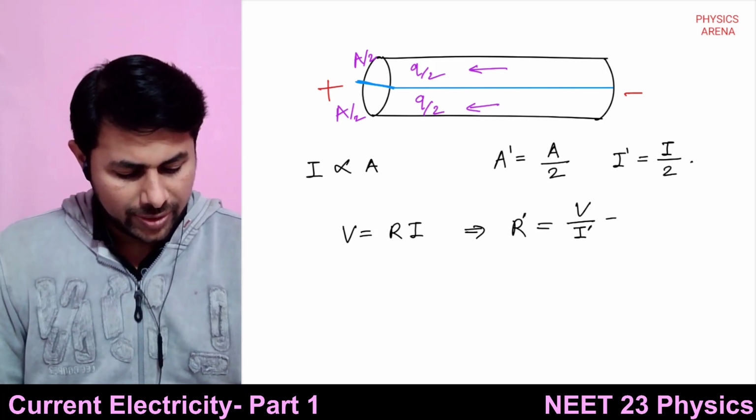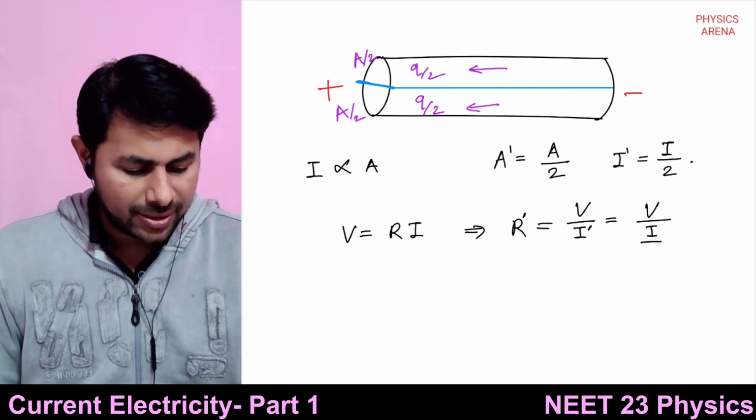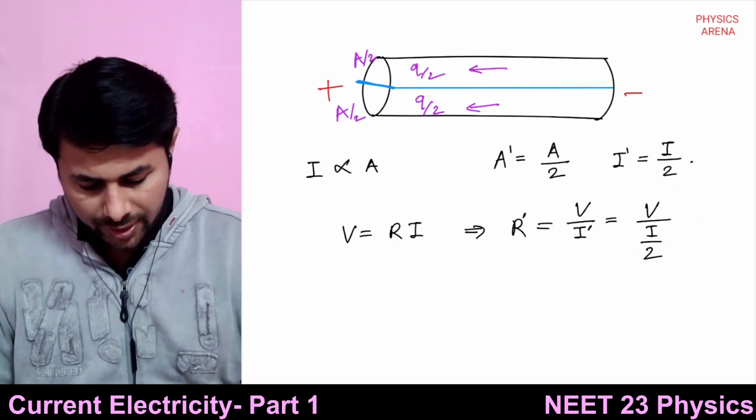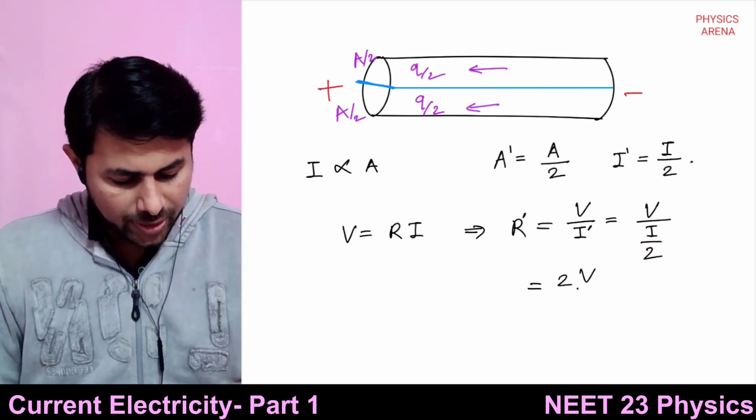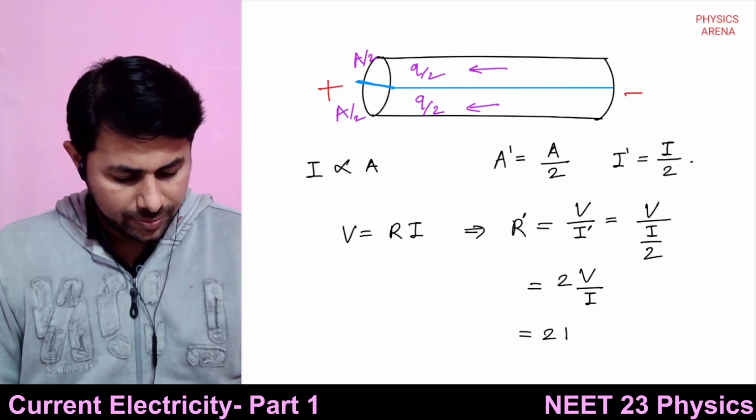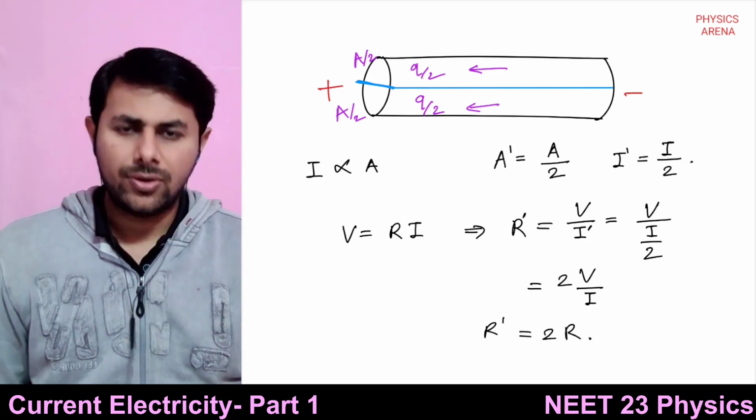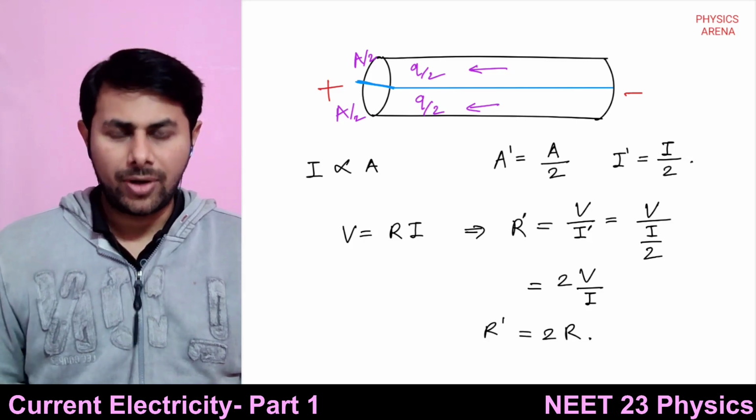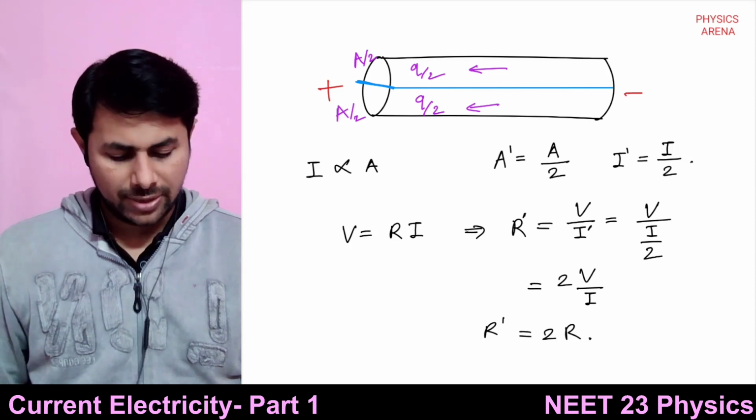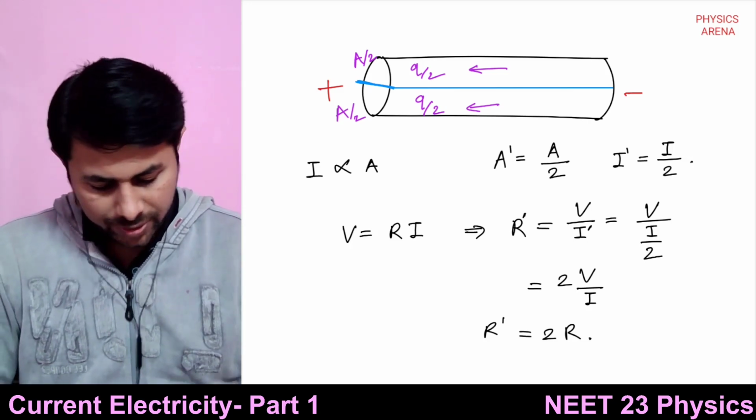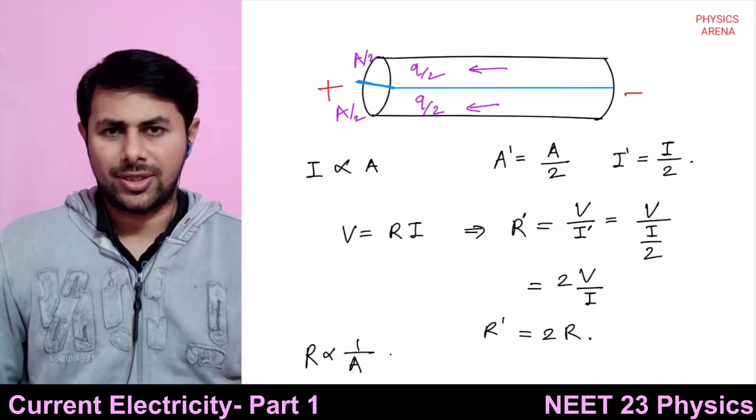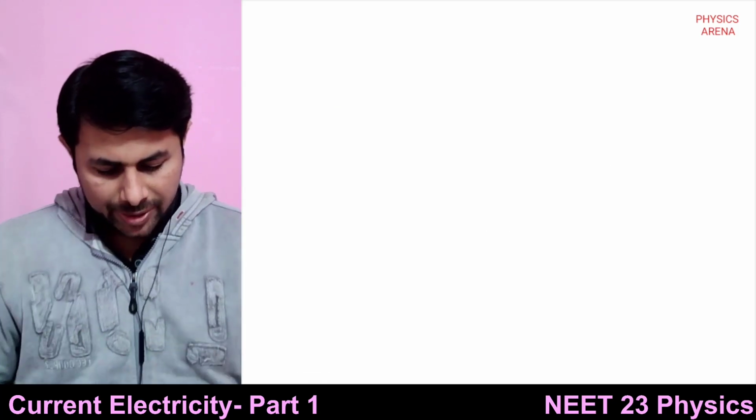Okay, and that is equal to V divided by I divided by 2, and that 2 will go to the numerator. So it is 2 times V upon I, or you can say it is 2 times R. So area of cross section becomes half, resistance becomes twice. That means resistance is inversely proportional to area of cross section. So this is simple to understand.